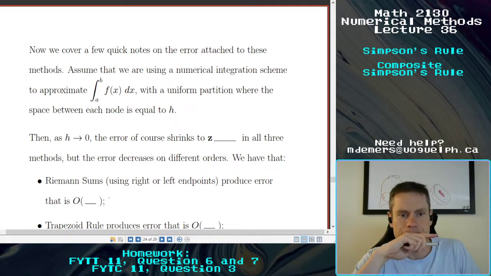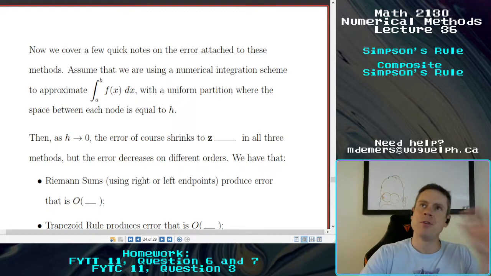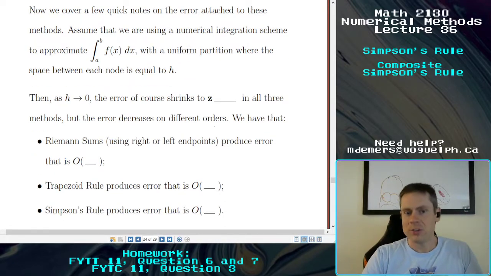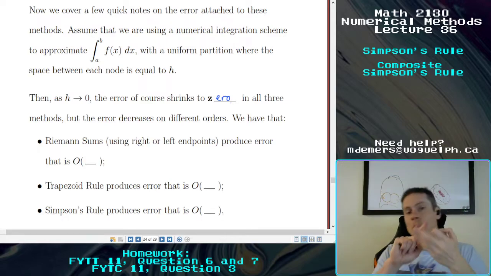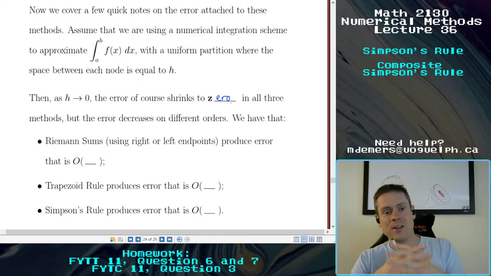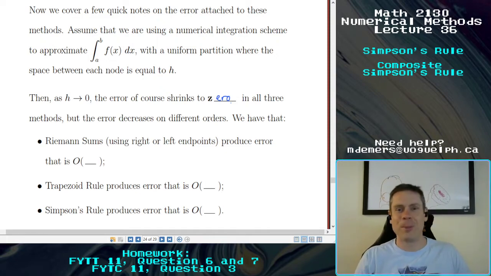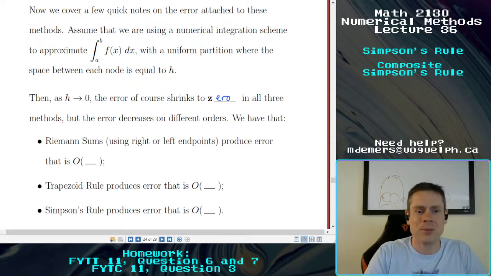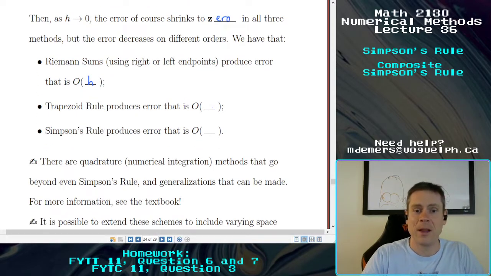So, assume that we're using a numerical integration scheme to approximate this integral with a uniform partition and so on. I want to have a couple of little notes on the error. The error certainly shrinks to 0, no matter whether you use Riemann sums or trapezoid rule or this new Simpson's rule. It's just how quickly the error tends to shrink to 0. The error decreases on different orders. That's why we talked about the whole big O notation at the start. Riemann sums, using right or left endpoints, produce error that is big O of h, while trapezoid rule produces error that is big O of h squared.